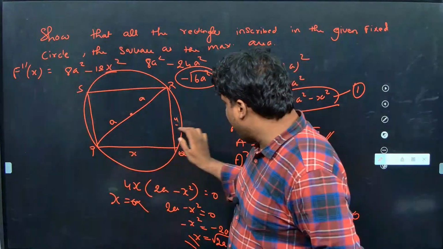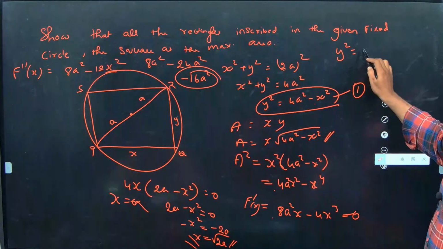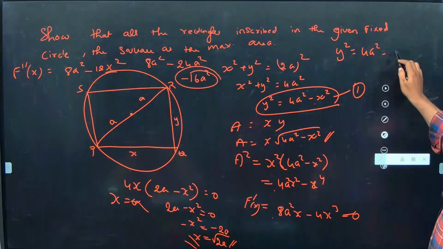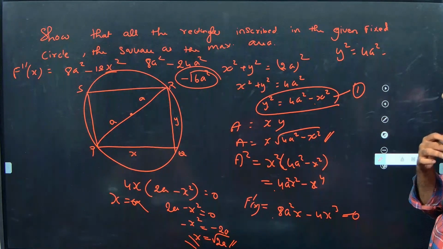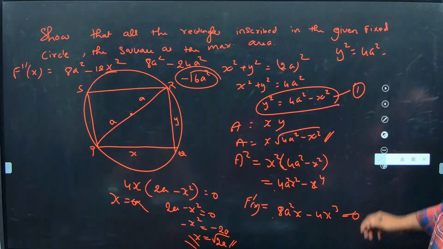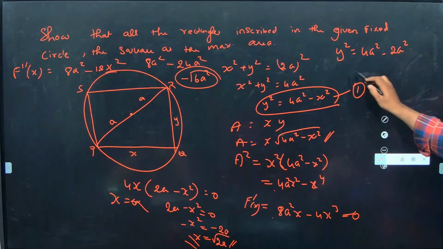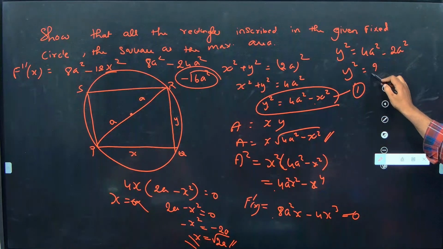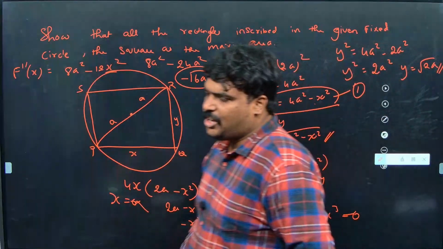Now I'll get y. I'll substitute this √2a here. So y square equal to 4a square minus what would come? It is 2a square as well. So y square is equal to 2a square, so y equals √2a. So y also √2a, x also √2a.